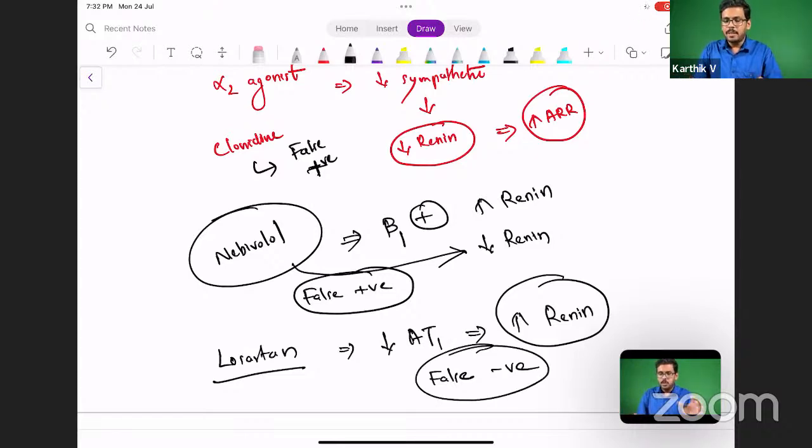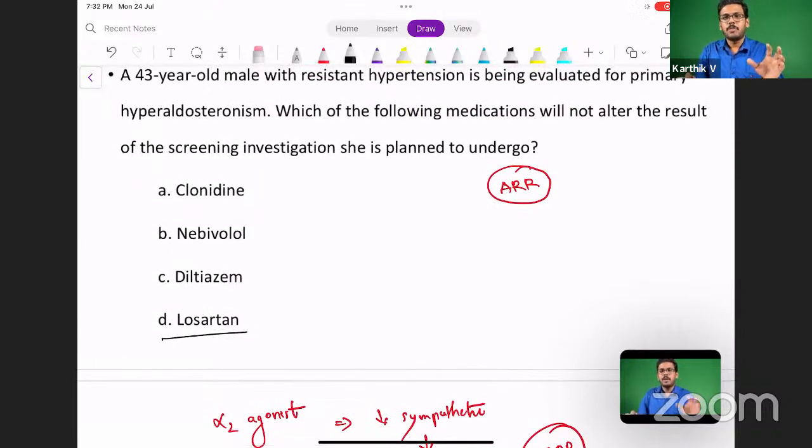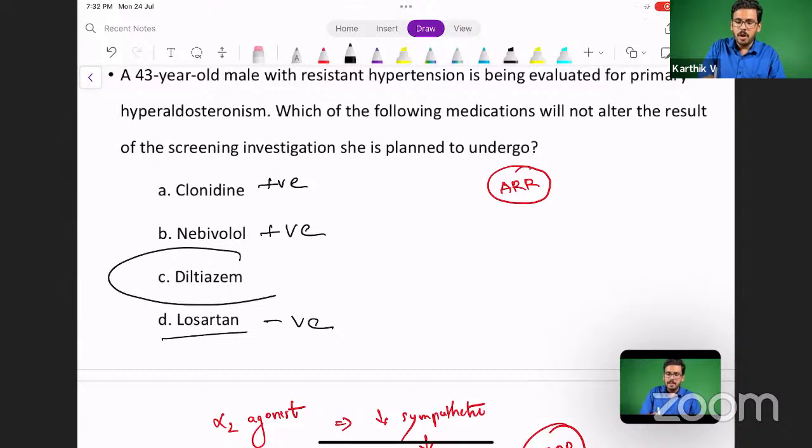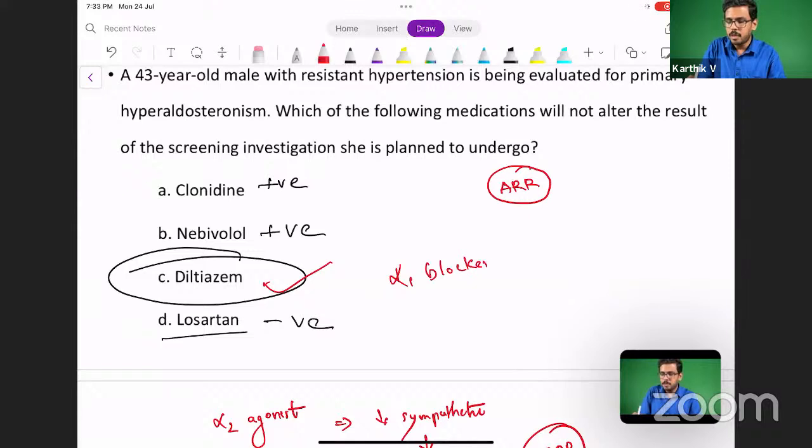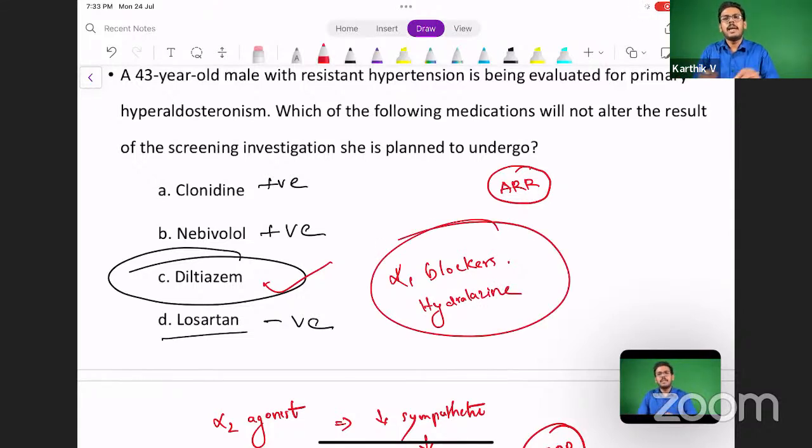Okay. So among the 4 options, clonidine causes false positivity, nebivolol causes false positivity, losartan causes false negativity, and it is the non-dihydropyridine calcium channel blocker, which is diltiazem, that doesn't interfere with aldosterone renin ratio. So the drugs that can be used while testing ARR include non-dihydropyridine CCBs like diltiazem, then alpha-1 blockers like prazosin, and direct vasodilators like hydralazine. So these are the antihypertensives that don't interfere with the ARR testing.